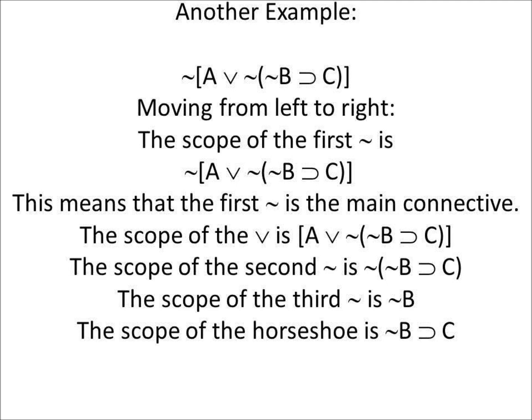Just remember, you want to avoid ambiguity in logic. You want to know what each connective connects. But if you don't have ambiguity, you need to get rid of these grouping indicators, and in this case, the brackets. The scope of the second wiggle is wiggle, parentheses, wiggle B, horseshoe C. The scope of the third wiggle is wiggle B, and the scope of the horseshoe is wiggle B, horseshoe C. So you might look at some of the statements in the textbook and play around with some of those.